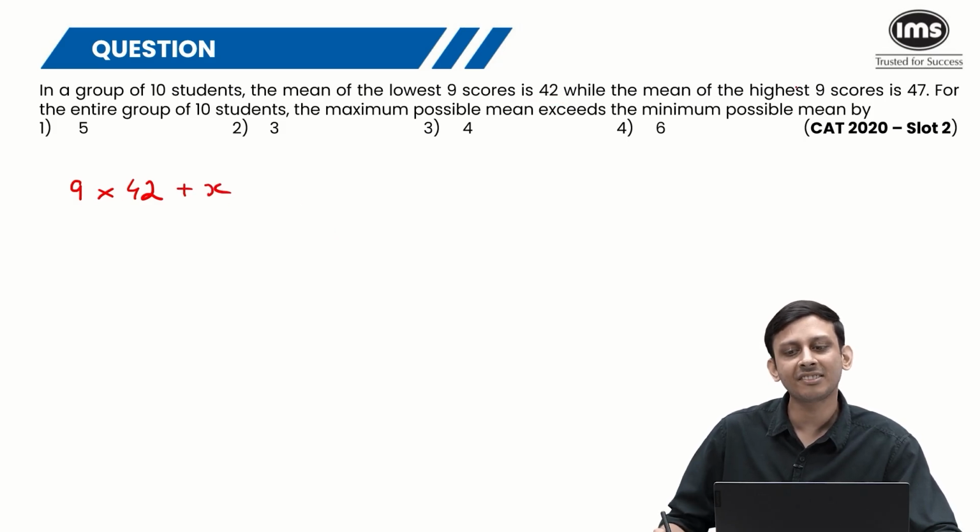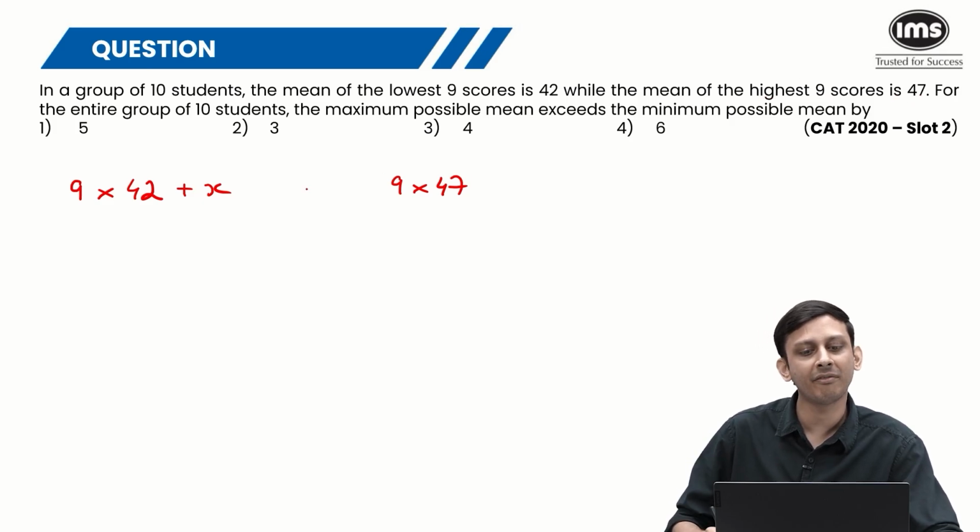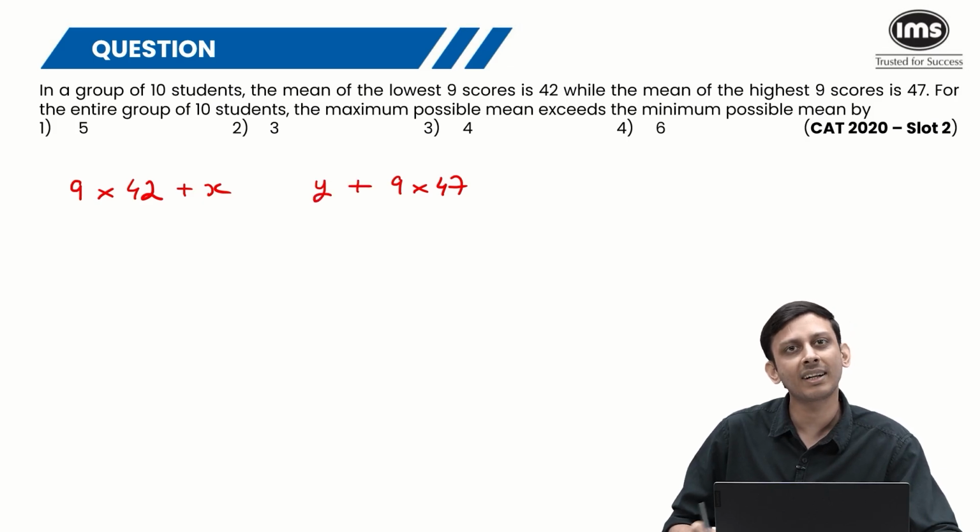And similarly, in the next case, 9 scores, 47. So their sum will be 9 into 47. And these are the 9 highest. So the only one missing here is the lowest one. Let's take that to be y. So if we include y also here, we will get the sum of all the 10 values. So these will be equal because both left-hand side and right-hand side have the sum of all the 10 values.